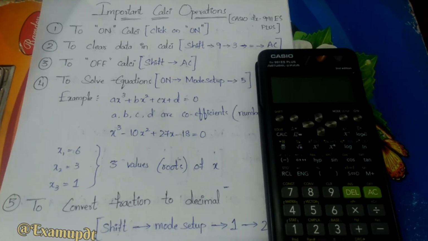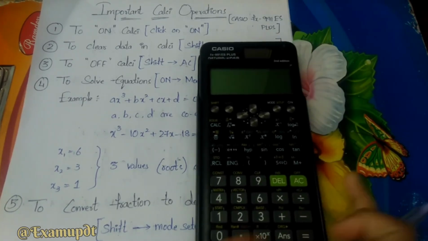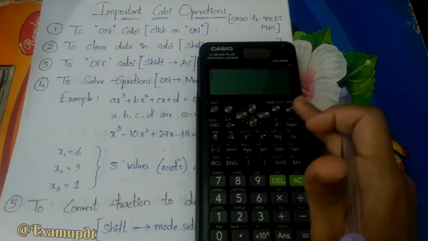So I am going to explain 9 important Calci operations. These are very important and we widely use them in matrices and calculus subject, in ODVC subject and in MSF subject. So the first one is to on Calci. To on Calci we just click on the button.